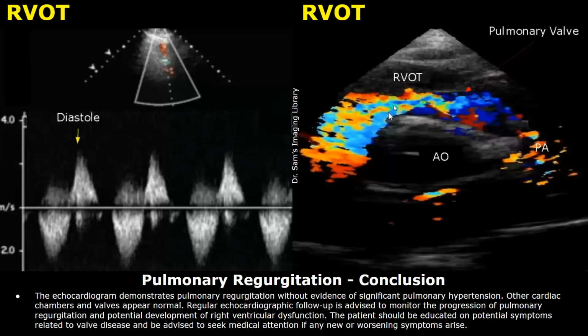This is the conclusion. The echocardiogram demonstrates pulmonary regurgitation without evidence of significant pulmonary hypertension. Other cardiac chambers and valves appear normal. Regular echocardiographic follow-up is advised to monitor the progression of pulmonary regurgitation and potential development of right ventricular dysfunction. The patient should be educated on potential symptoms related to valve disease and be advised to seek medical attention if any new or worsening symptoms arise.